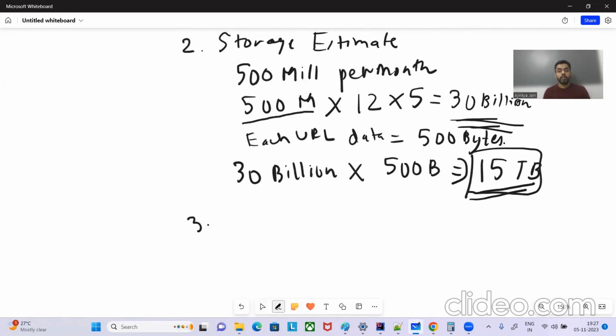Then third comes the bandwidth estimate. In each request, how much data is coming in and going out? If we consider writes, how much writes had we calculated?